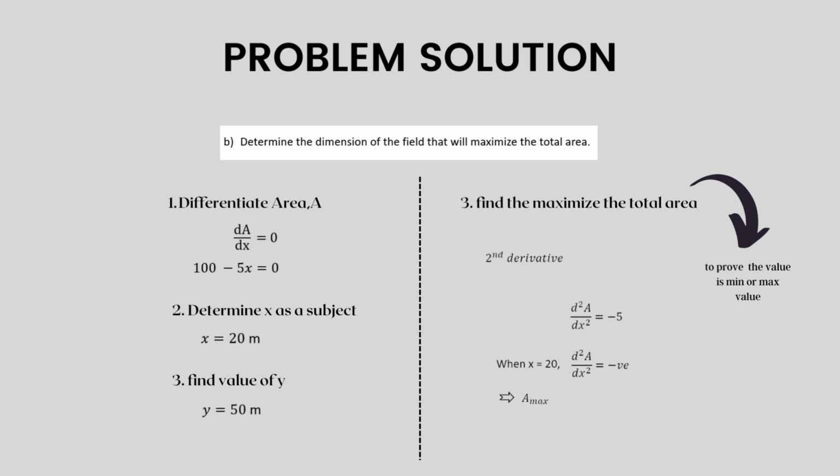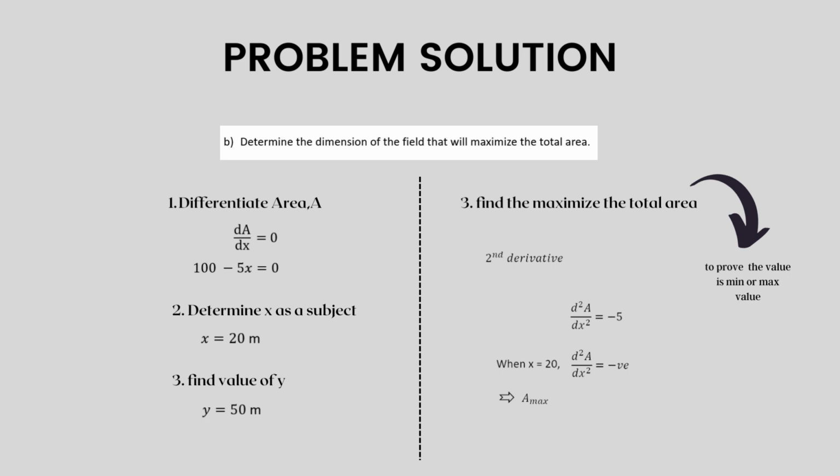Then we need to find the value of y from the equation in problem solution A. We assign x equals 20 to the equation 5x plus 2y equals 200, and as a result we get y equals 50.